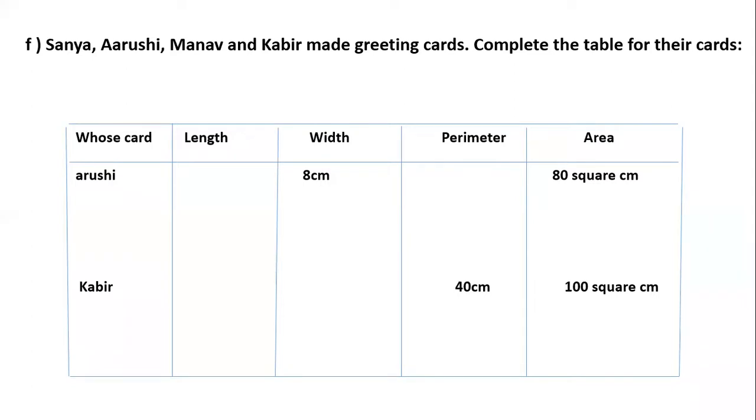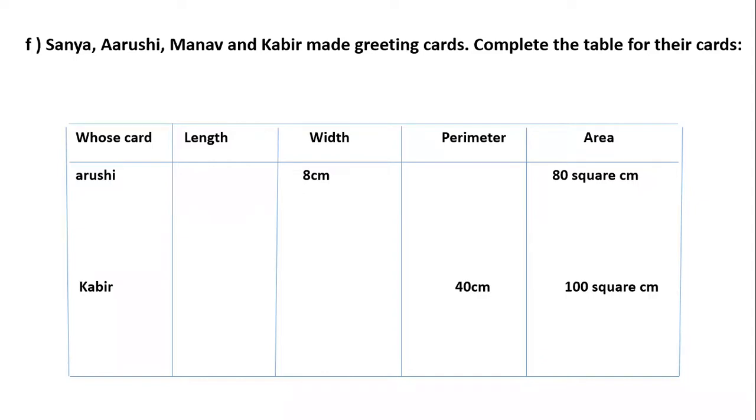Kabir is making a greeting card with area 100 and perimeter 40. It is a square card, no need to mention here. Kabir is using a square card. In bracket, you can write square card.